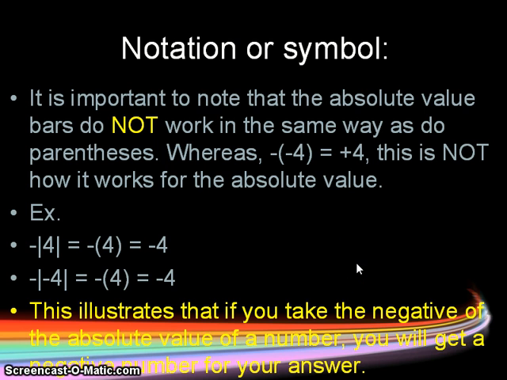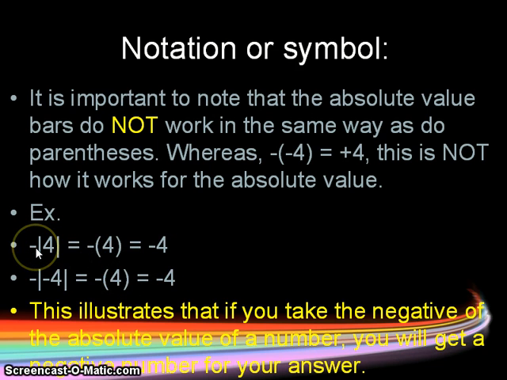It is important to note that the absolute value bars do not work in the same way as parentheses, where the negative of negative 4 is equal to positive 4. This is not how it works for the absolute value. Example, the negative absolute value of positive 4 is equal to negative 4. So that is negative 4, because the absolute value of positive 4 is also 4.